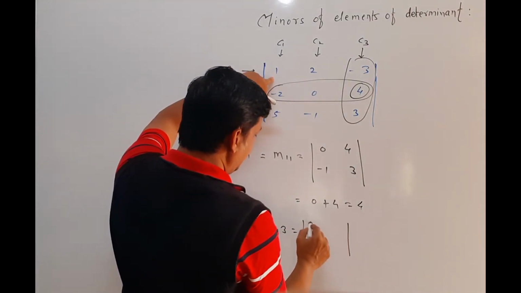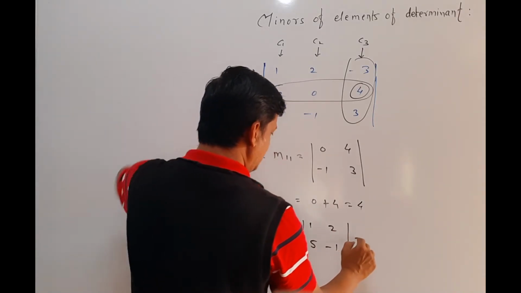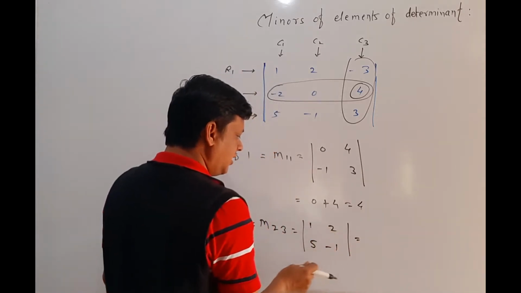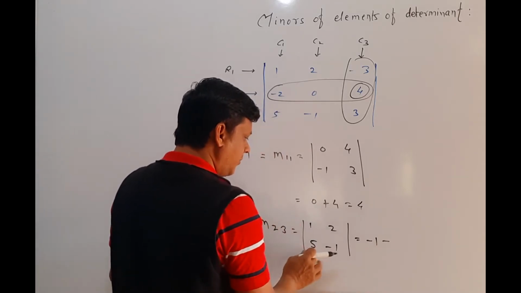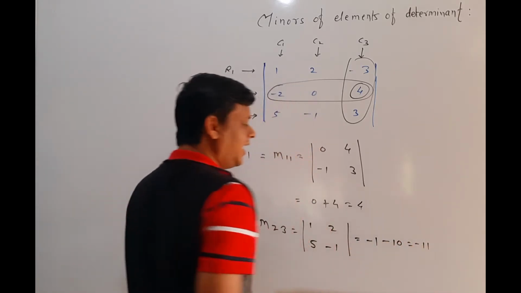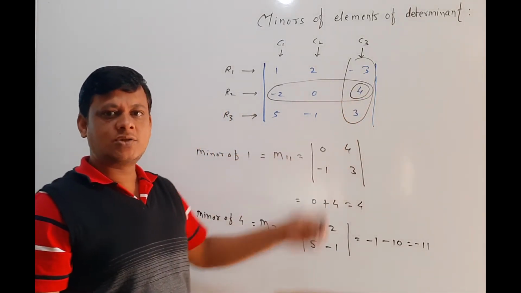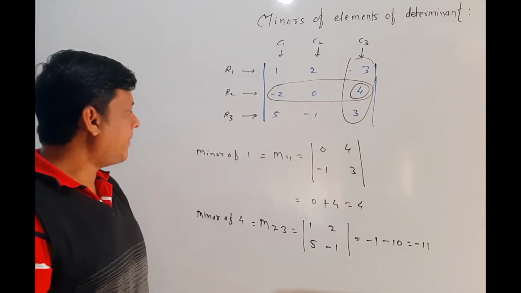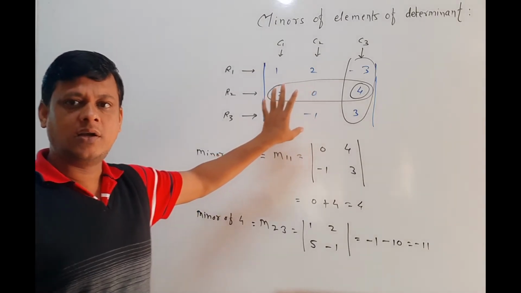The remaining elements are, in the first row 1, 2, in the second row 5, -1. So calculate the value of this determinant. 1 into -1 we get -1, minus 5 into 2 which is 10. So we get -11 as the minor of this element 4. In this way you can find the minor of any element of this given determinant.